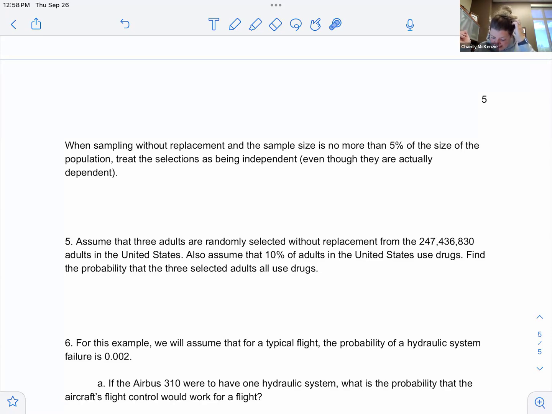So assume that 10% of the adults in this, so literally 3 people are being chosen from that. That's a super small amount. The probability is 10%. That doesn't have to do with the 3 that we're choosing from that. So our sample is 3 out of that. So 10% is bigger than 5%. But we're still going to treat it like dependent, even though it's not.